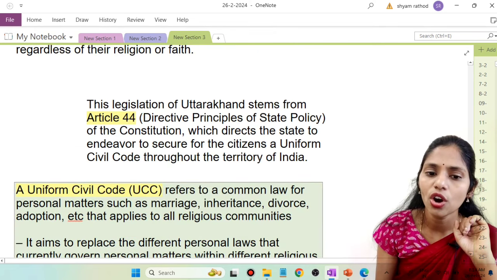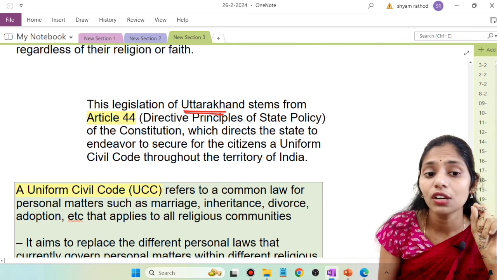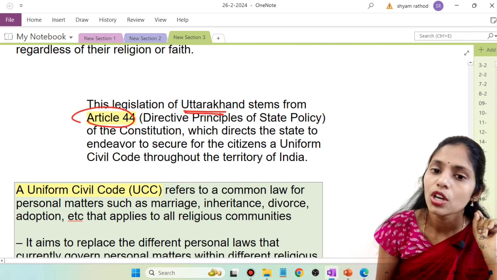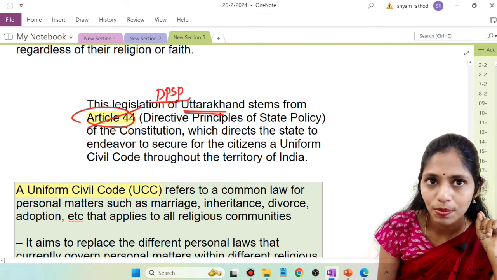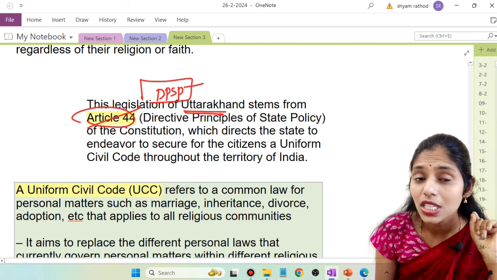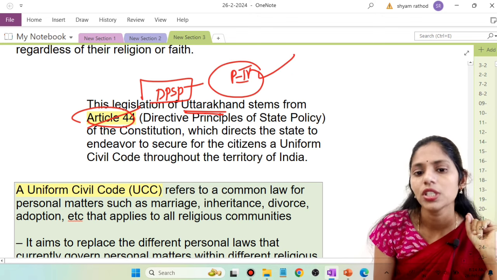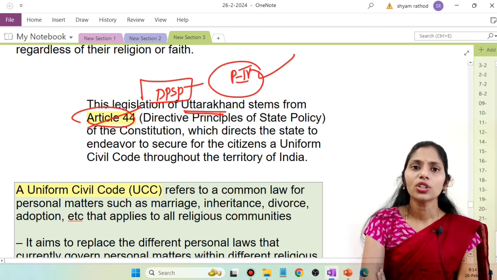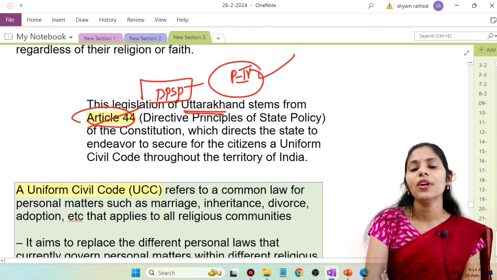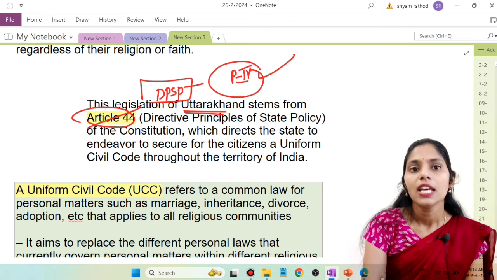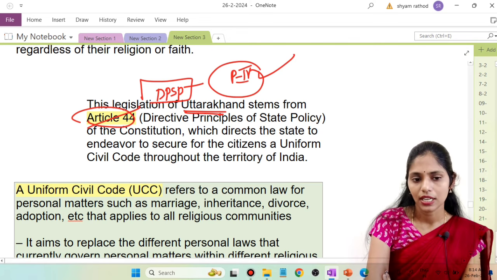The legislation of Uttarakhand uses Article 44 of the Indian Constitution. This Article 44 talks about DPSP, that is, Directive Principles of State Policy, which is present in Part 4 of our Indian Constitution. Article 44 directs the states to endeavor to secure for citizens a uniform civil code throughout the territory of our country.